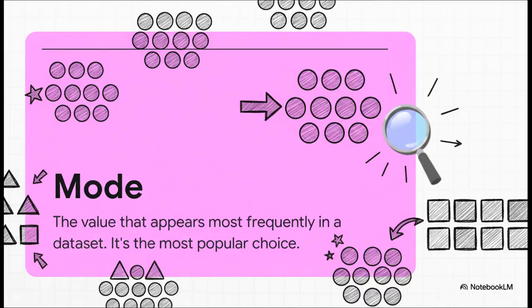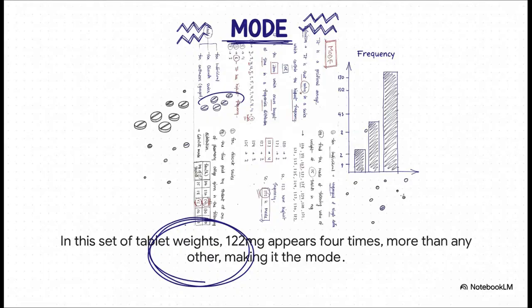That's your mode. So in this set of tablet weights, all we have to do is scan the list. And you can see that the number 122 milligrams appears 4 times. That's more than any other number, so 122 is the mode.